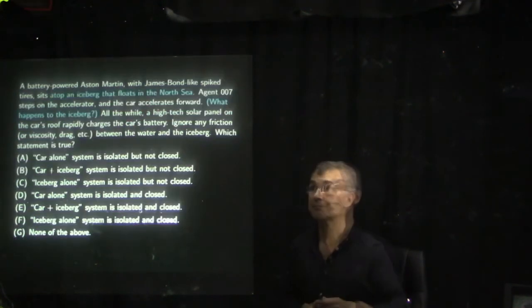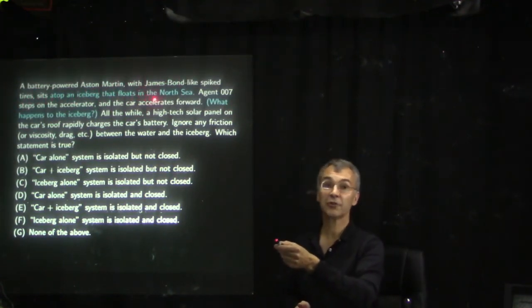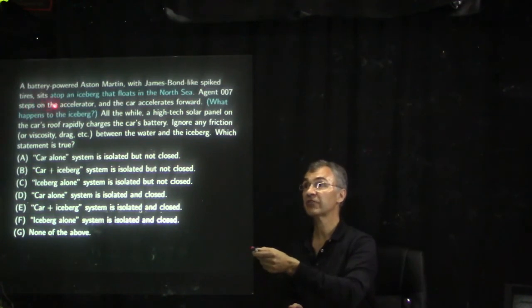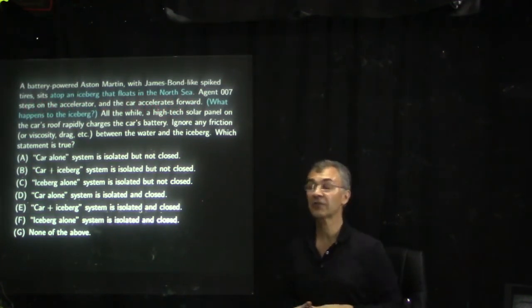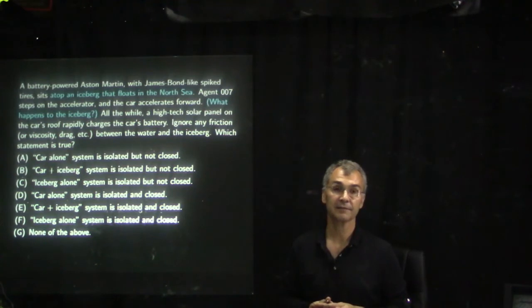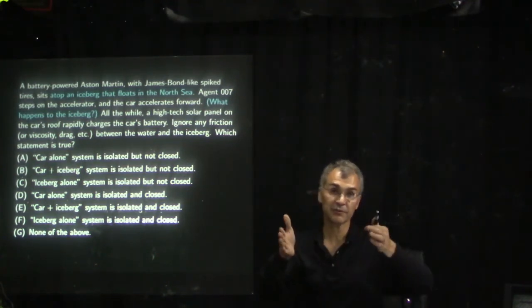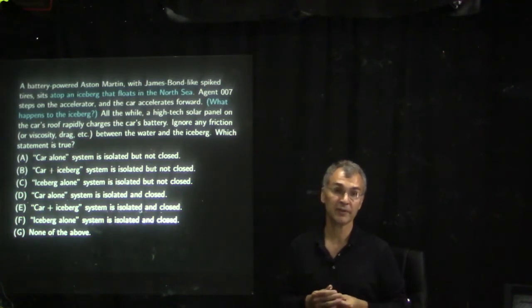Isn't this fun? A battery-powered Aston Martin with James Bond-like spike tires sits atop an iceberg that floats in the North Sea. Agent 007 steps on the accelerator and the car accelerates forward. What happens to the iceberg? Well, if the car accelerates forward, the iceberg accelerates backward. Yeah, I like that.